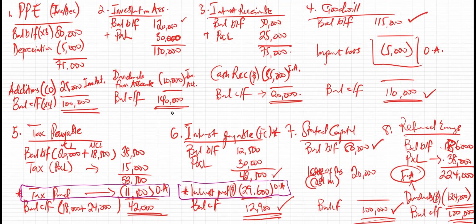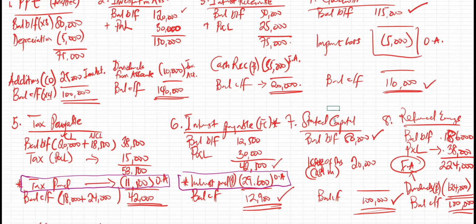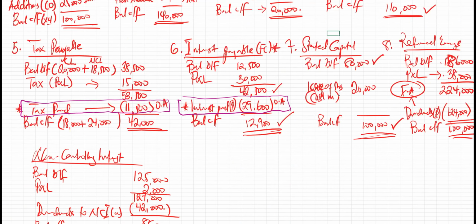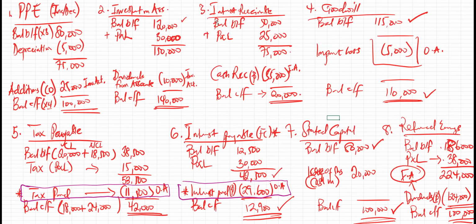Additions to PPE, cash inflow or cash outflow? We bought more assets. Purchase of PPE. Cash outflow. Is it an investing activity? Yes. How much was it? Additions to PPE? 25,000. Outflow, right? Okay, good. Then all these accounts are gone.